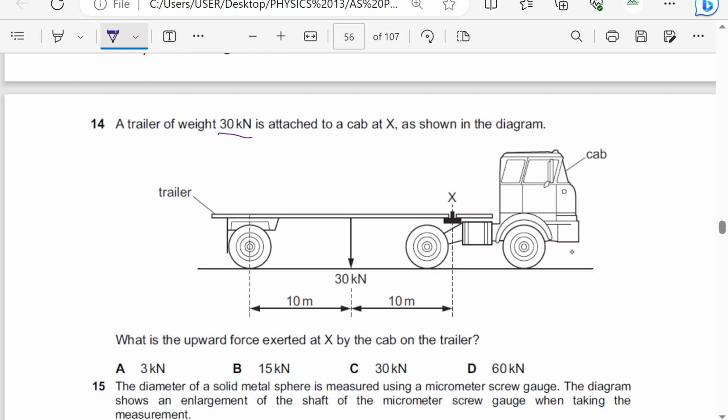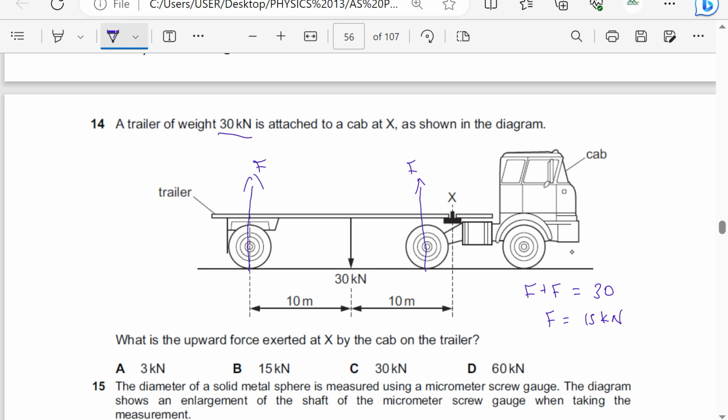So of course, at the points of contact here, there is a normal reaction, which is going to be the same here. I'll call these forces F. Since there should be equilibrium in the vertical, it means the upward force, or the normal reaction at the wheels, should be equal to the weight downwards, which is 30 kilonewtons. So F plus F should be equal to 30 kilonewtons. So it means 1F is going to be 15 kilonewtons.